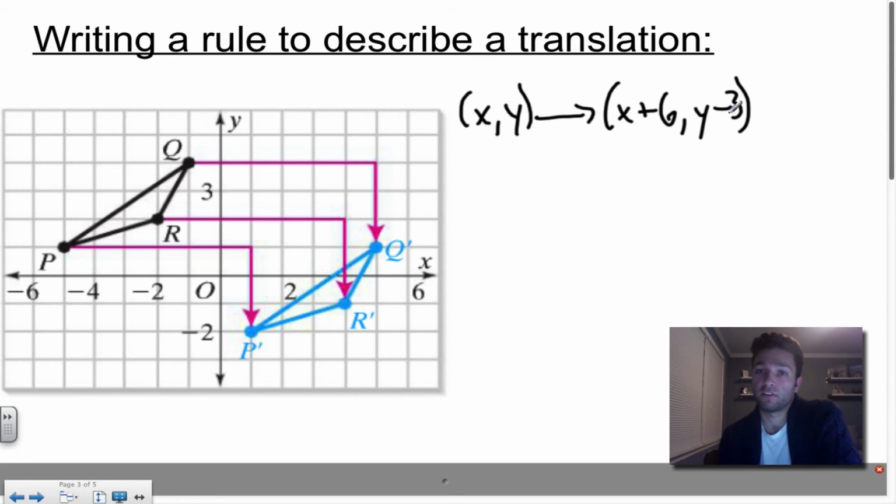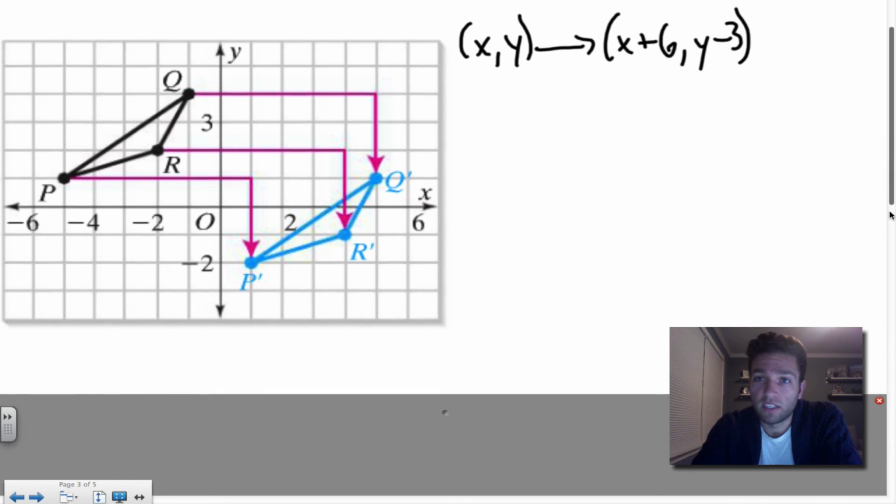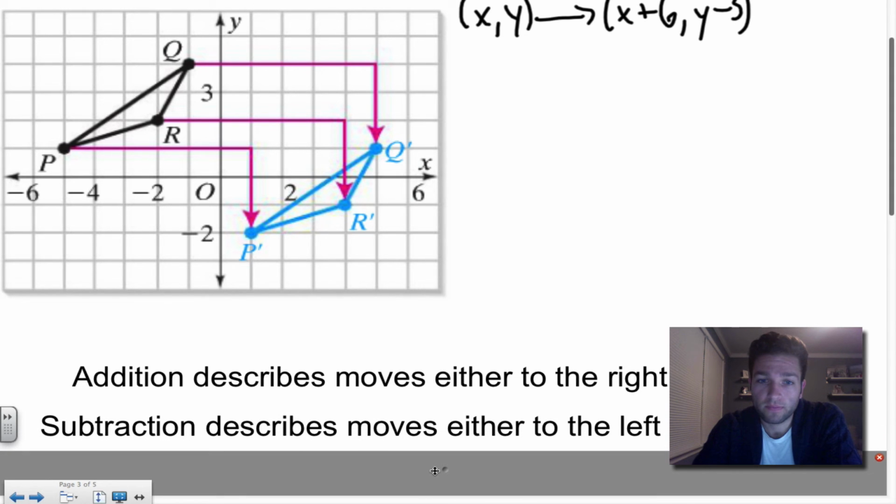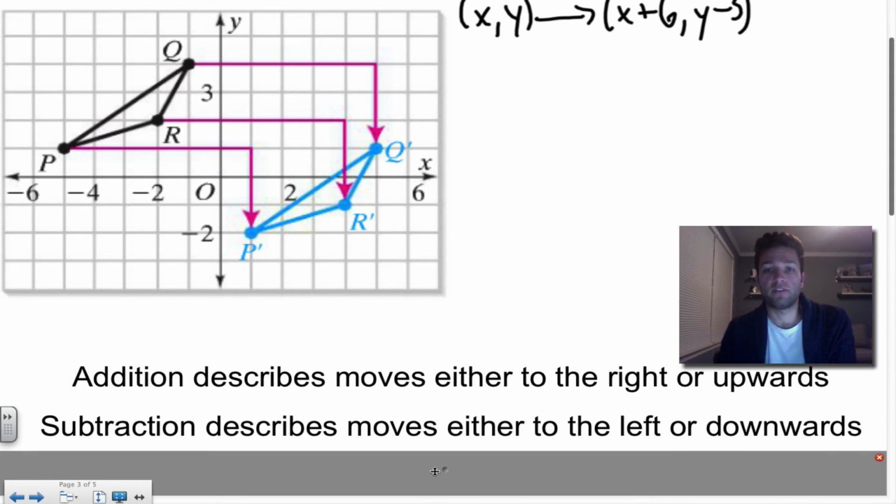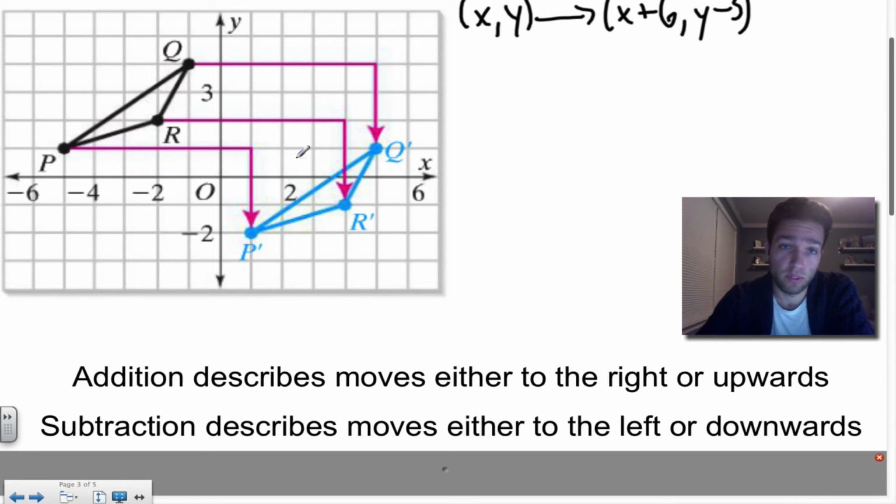What I've just written out for you right here is a rule that describes the translation that occurred. Every point went to the right 6, so plus 6, and went down 3, minus 3. So all you need to know for rules is when to use addition in the rule and when to use subtraction. So here it is. Addition describes if you're moving to the right, like in this example, we moved the points to the right, so we used addition to describe the x. And it also describes moving up.